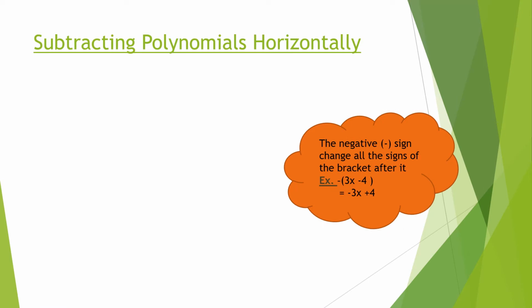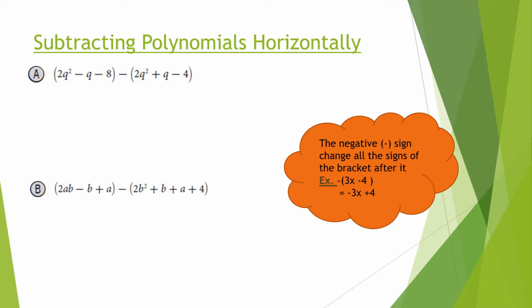Subtracting polynomials horizontally. First, we have to remind ourselves of distributing the negative sign. When the negative sign goes to any bracket, it should change all the signs inside the bracket. So negative outside, 3x minus negative 4, will be negative 3x and positive 4. So let's try ourselves here.